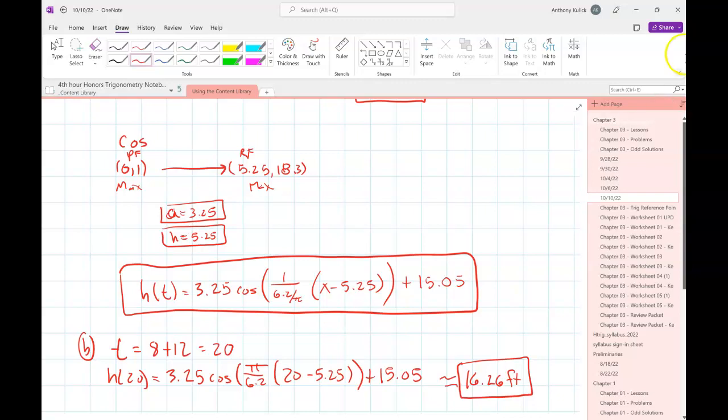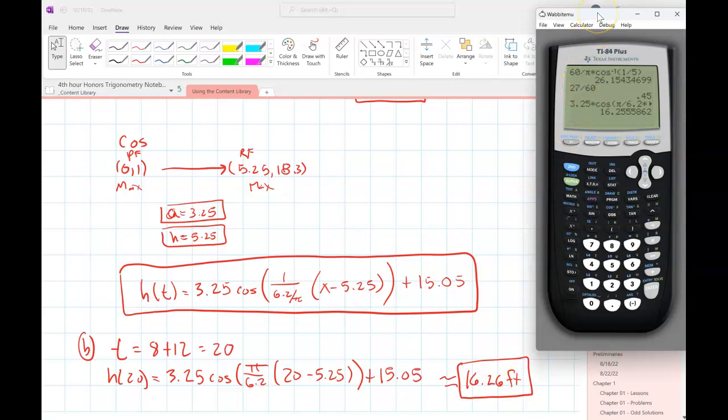Just as an aside, is that closer to high tide or low tide? Closer to high tide, right? It's past the midline, right? The midline's 15.05. So it's above that. It's closer to the maximum than it is to the minimum. Everybody agree?